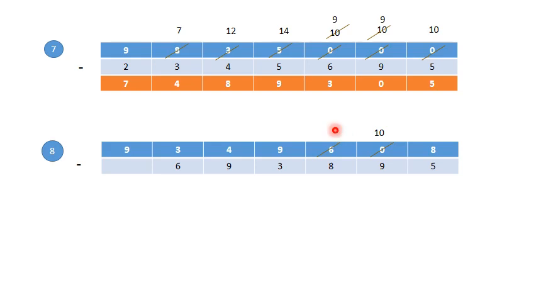5 minus 8 you cannot do. So this 5 we will borrow from here. So this 5 will become your 15. And now this 9 will become 1 less. So 9 minus 1 will become your 8. Now you can do 8 minus 3. So no need to borrow from here.